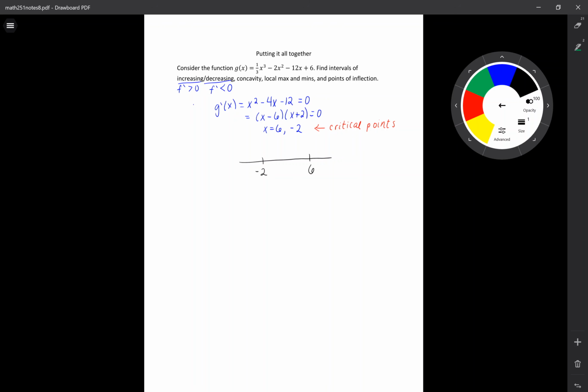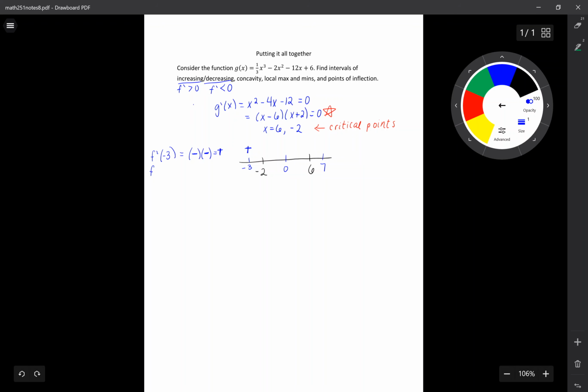I'm going to pick a number in each interval and plug it into my derivative and see what's going on. I can pick any 3 numbers in these intervals. I'm going to choose -3, 0, and 7. So g prime of -3, I'm going to plug it into this factored version of the derivative, is equal to -3 minus 6 is negative, -3 plus 2 is negative, which gives me something positive. This means that our function is increasing from -infinity to -2.